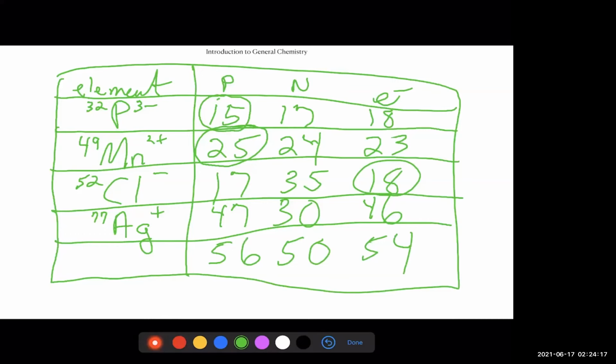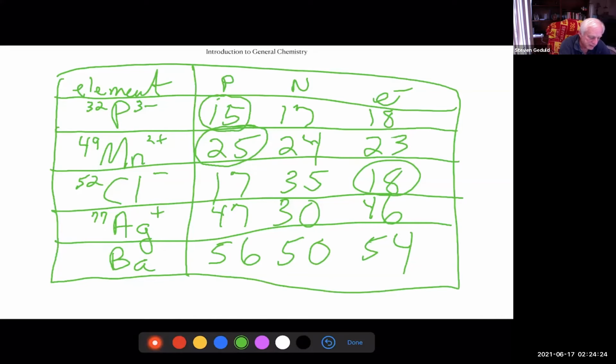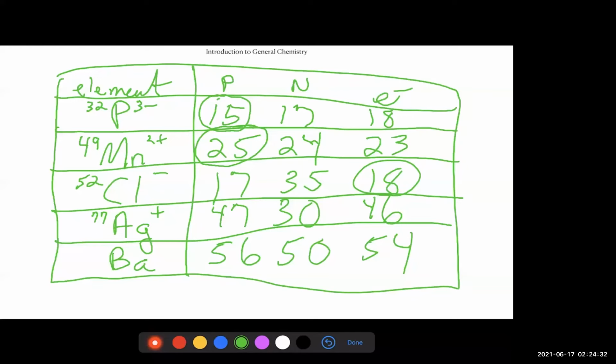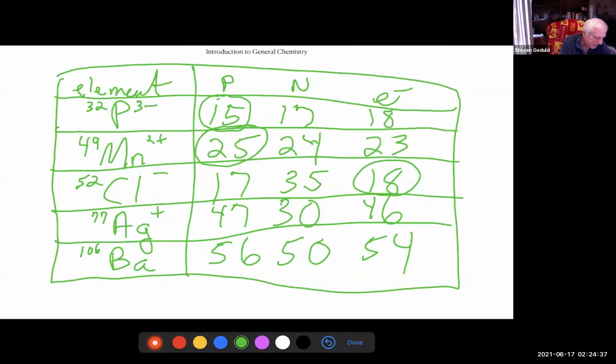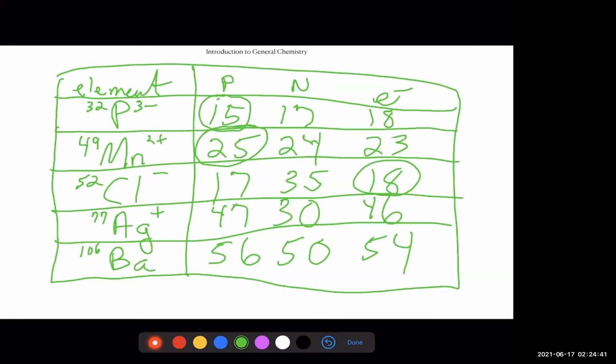Is it beryllium? No, that's Br. Yeah. Barium. Okay. What's the mass number? 106. And the number of electrons is, I'm sorry, we know the number of electrons. What's the charge? +2. Everybody see where all those numbers are coming from?